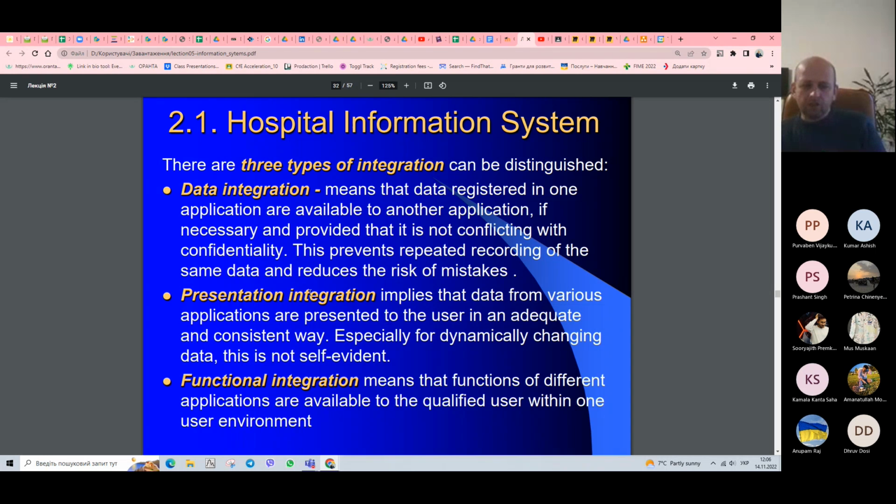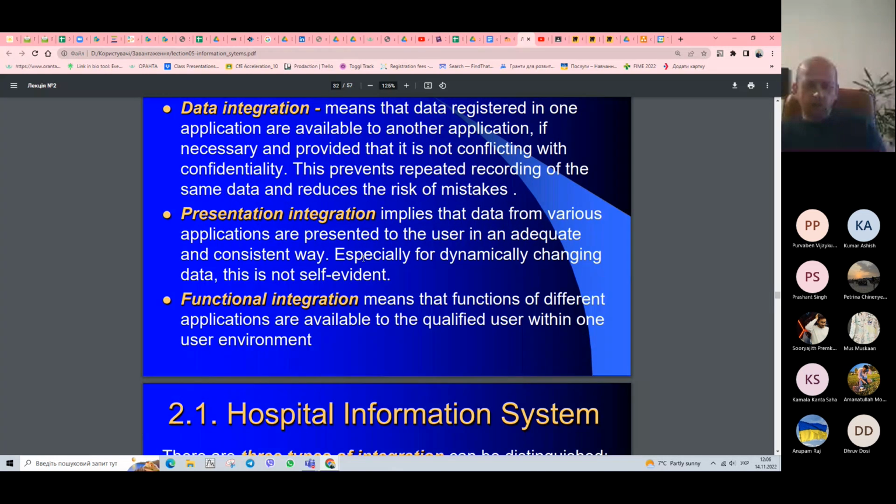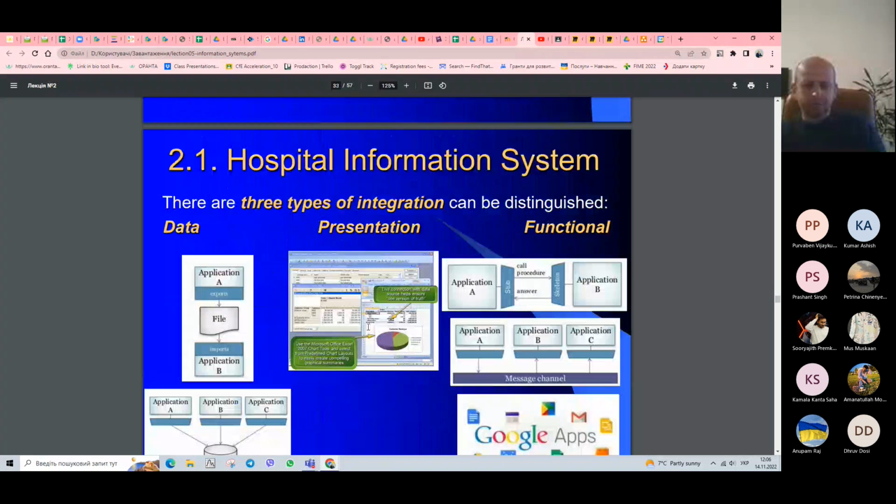Presentation integration implies that data from various applications are presented to the users in an adequate and consistent way, especially for dynamically changing data. This is not self-evident. Function integration means that functions of different applications are available to the qualified users within one user environment.